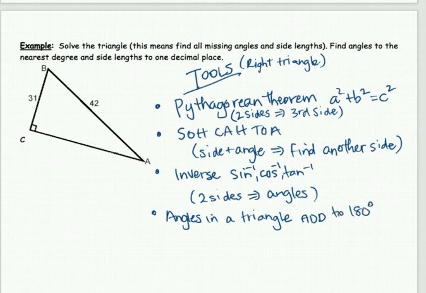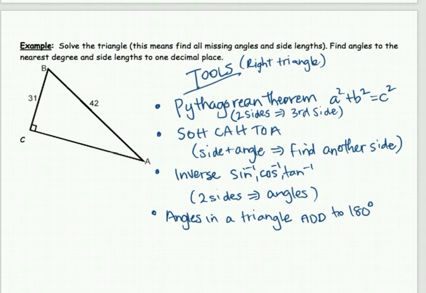So throw whatever tool you want at this question here. I'm going to have one solution right now, but you can do it a different way. We should all be getting the same answers for the angles and all the sides and so forth.